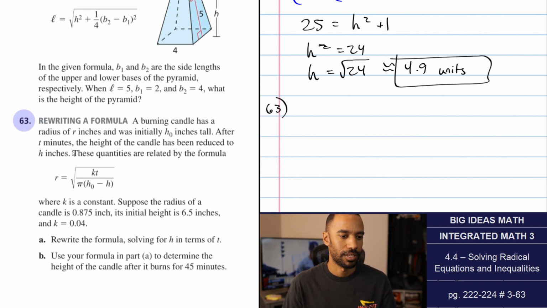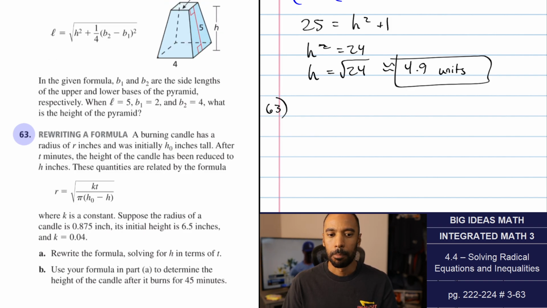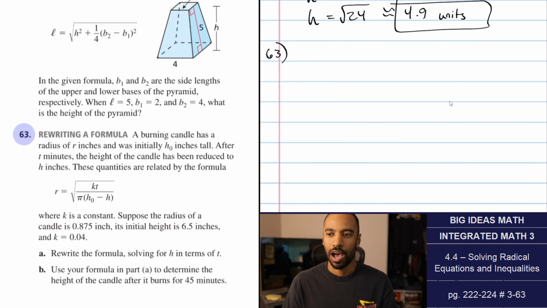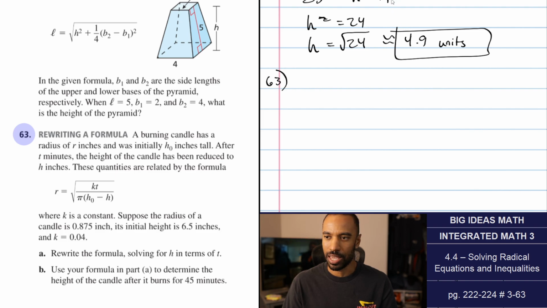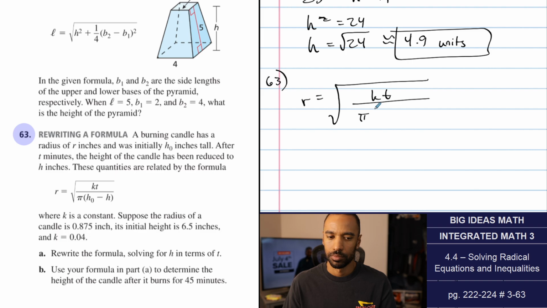Of course. Home stretch. A burning candle has a radius of r inches and was initially h naught inches tall. After t minutes, the height of the candle has been reduced to h inches. These quantities are related by this formula here. And there are a lot of variables. All right, h naught's the initial height. h is the height after some time t. And t is in minutes.